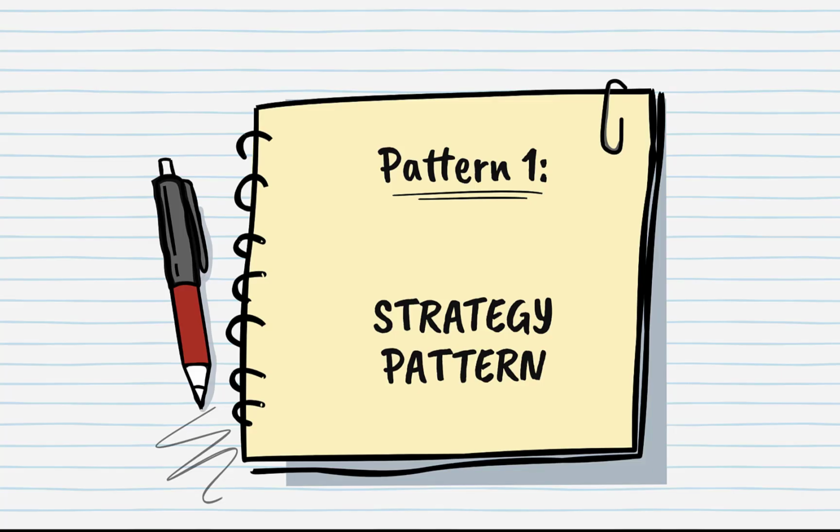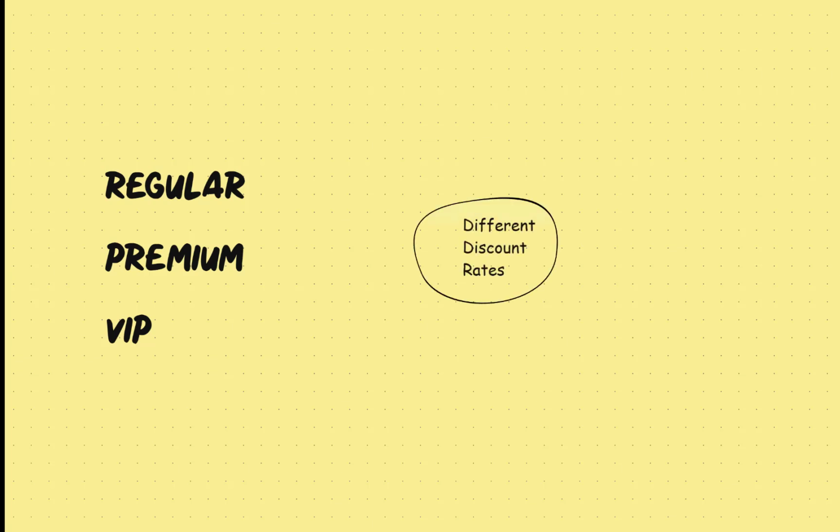Let's start with the strategy pattern. Imagine you have customers of different types: regular, premium, and VIP. We want to apply different discount rates for each customer type.